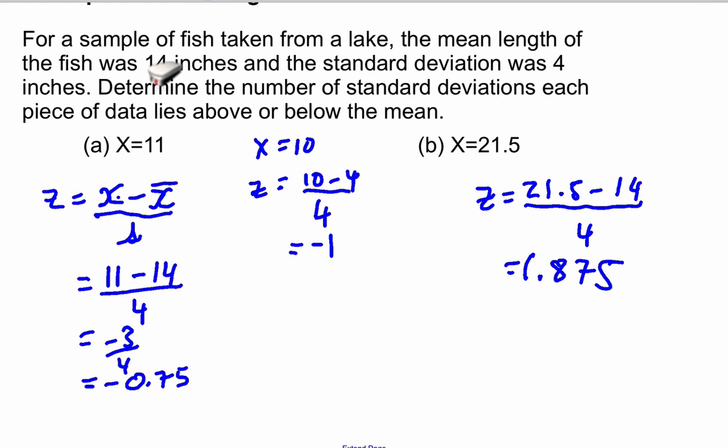And recall here that if the mean is 14 inches, 1 standard deviation above the mean would be 18 inches, and 2 standard deviations above the mean would be 22 inches. So that means that a value of 21.5 is 1.875 standard deviations above the mean.